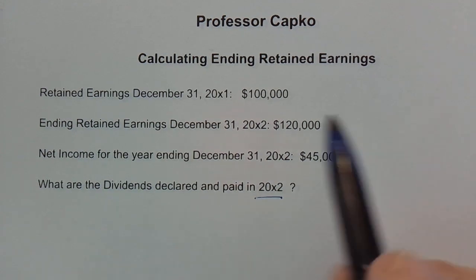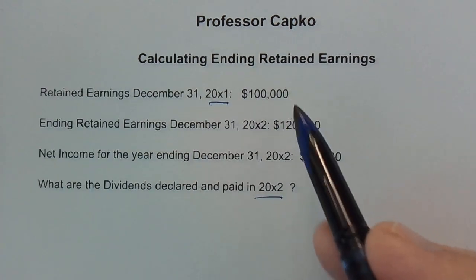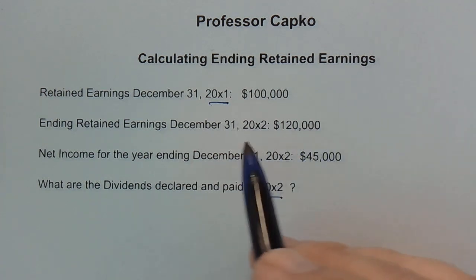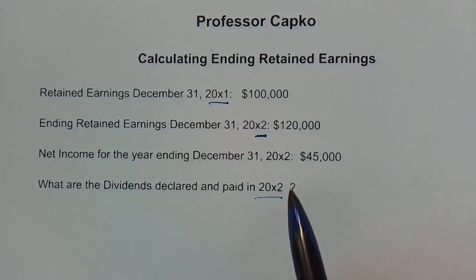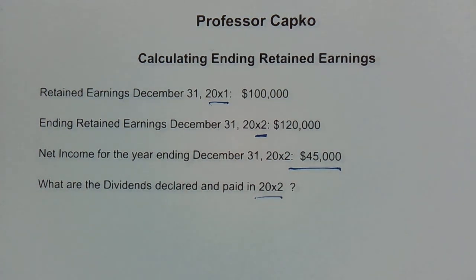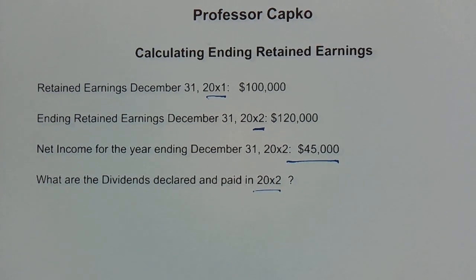So here we've got the retained earnings for the year ending in 1, which would be the prior year. We know the ending retained earnings for this year, which is the year ending in 2, and we know the net income for the year. So having all that information, we're going to calculate the actual declared dividends that were paid out.